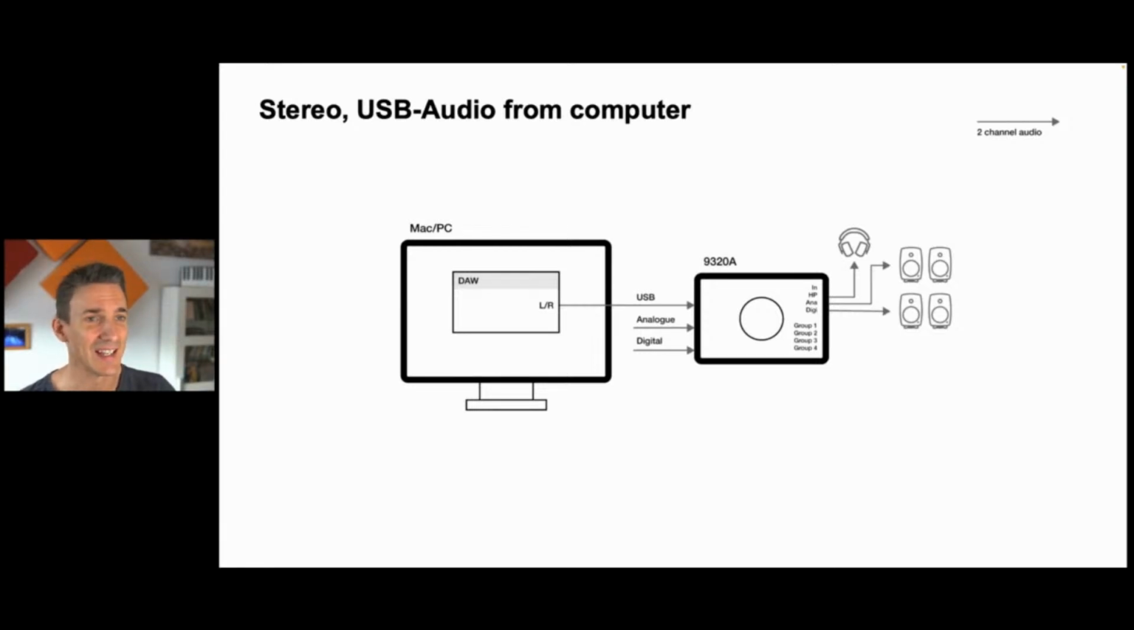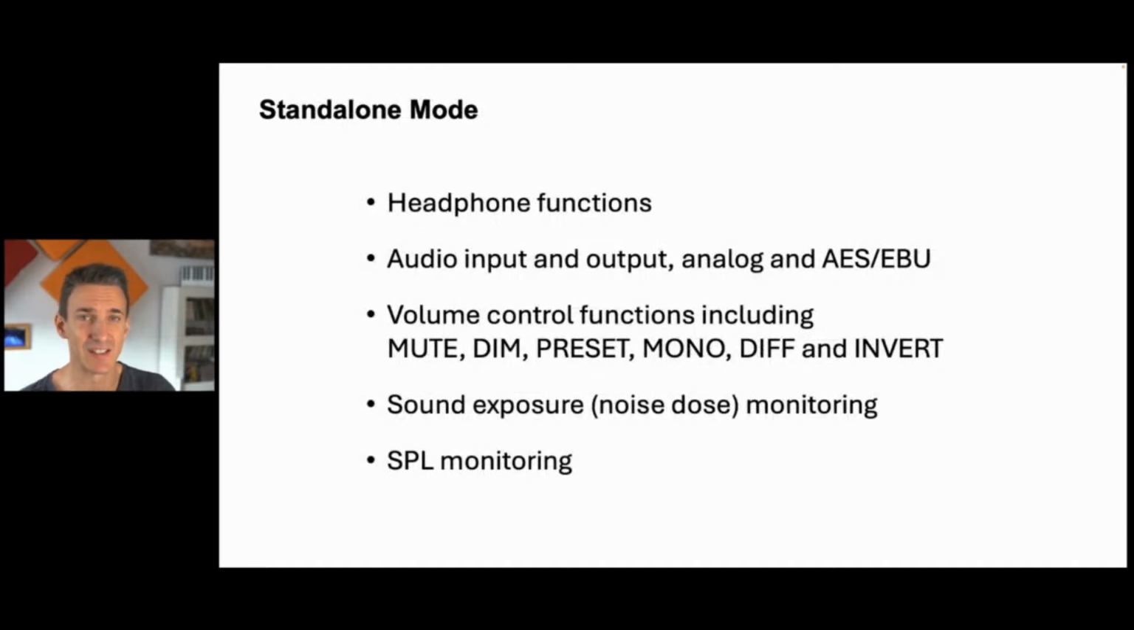so the device only without GLM software and any further additions. But what's important, I just listed it here, the functions are then reduced. So you can use all headphones functions, that's clear. You can of course use the audio input and output. This is also then routable just with the device, so you don't need the software. You have the basic volume control functions, including mute, dim, preset, mono, diff, and invert. This is what I will talk about later.